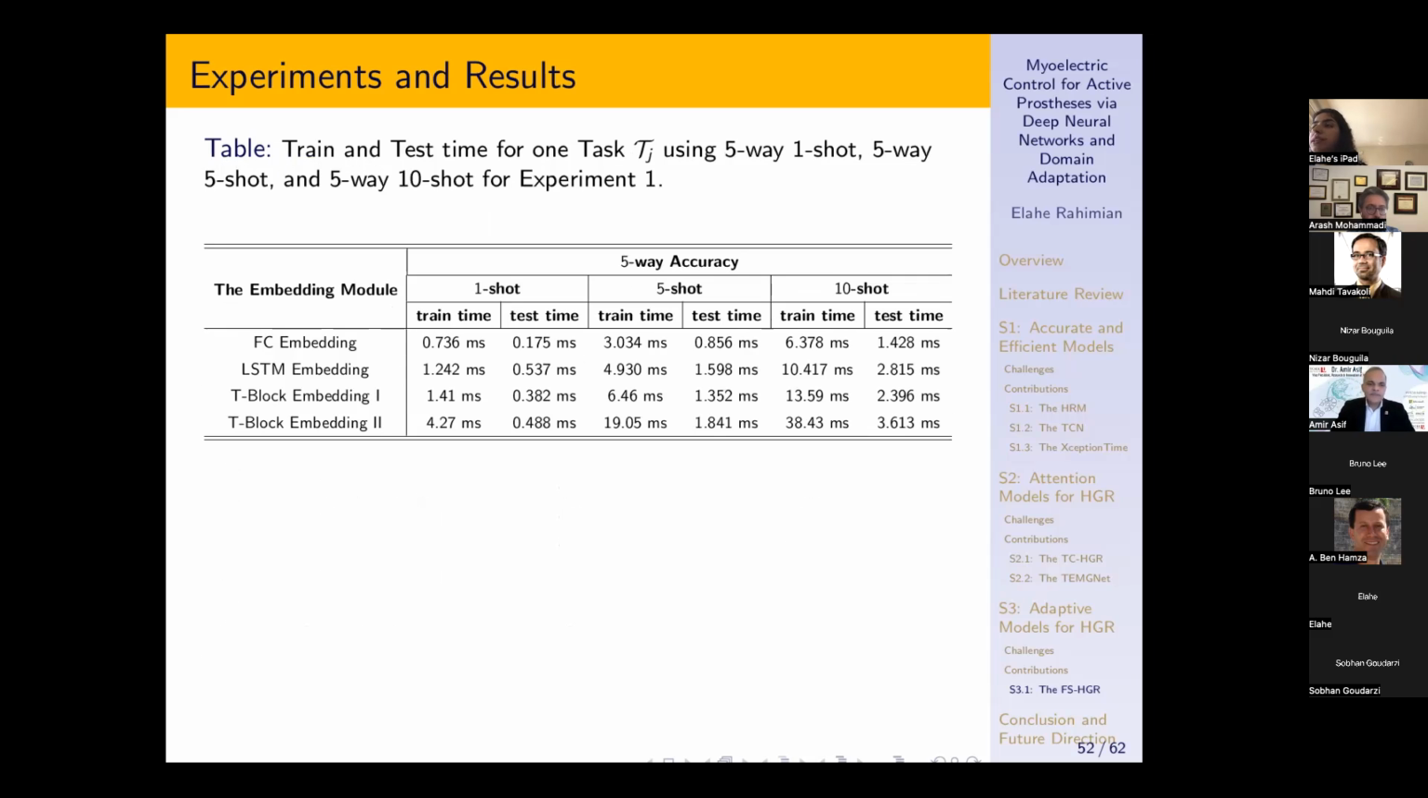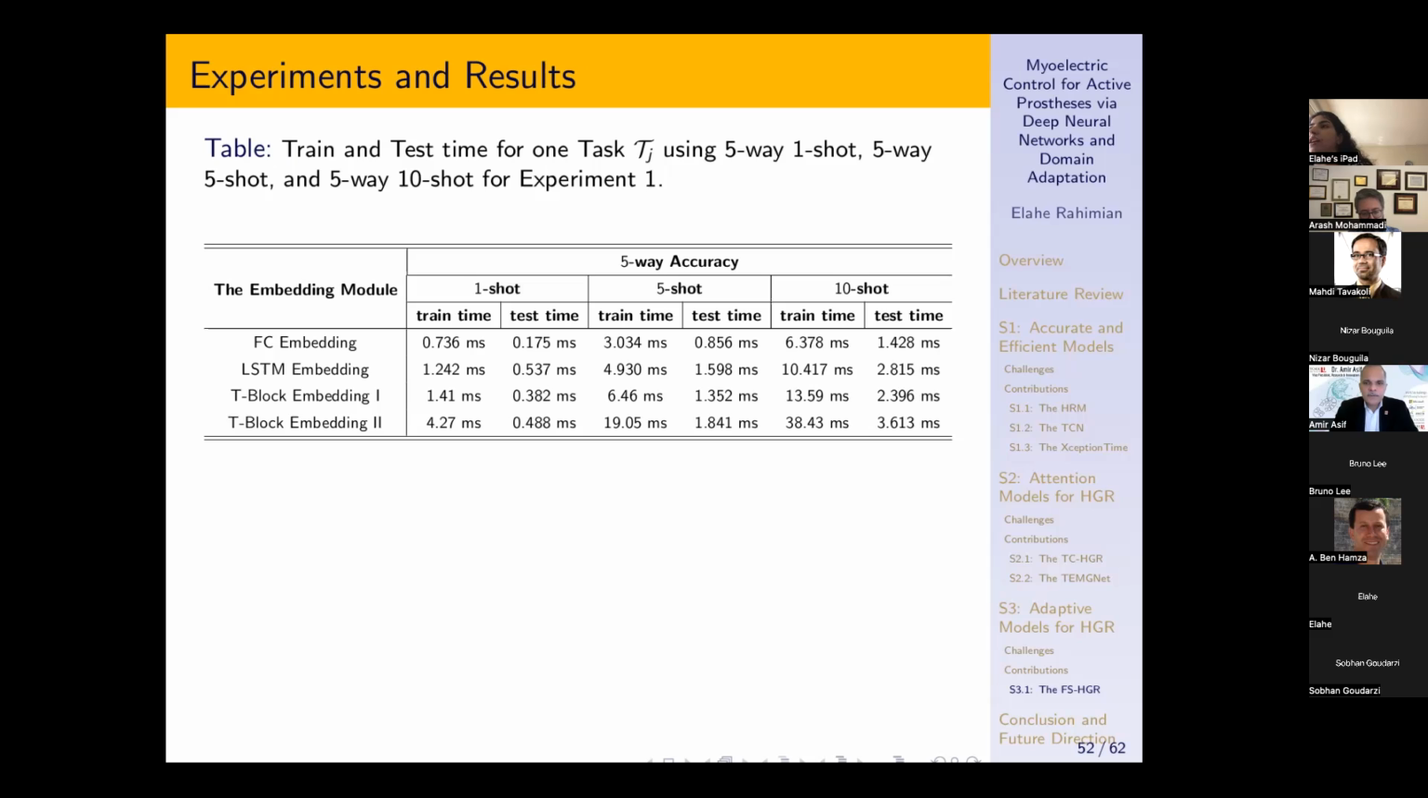And here we report the average time for a task. We can see that the testing time is a small value, so it means that they can be used for real-time applications. Based on the number of shots and the accuracy that we need in the real application, we can select, for example, 1, 5, or 10 shots.